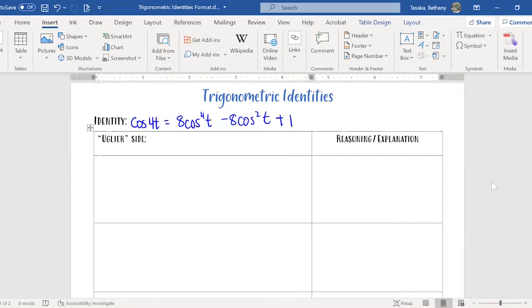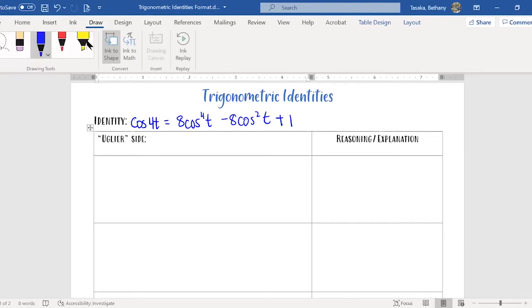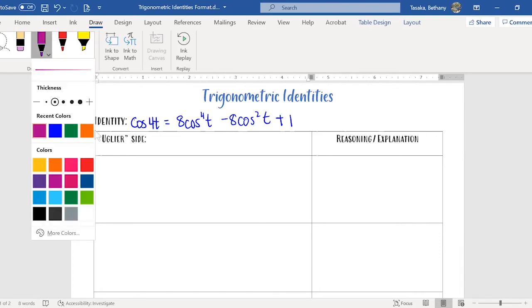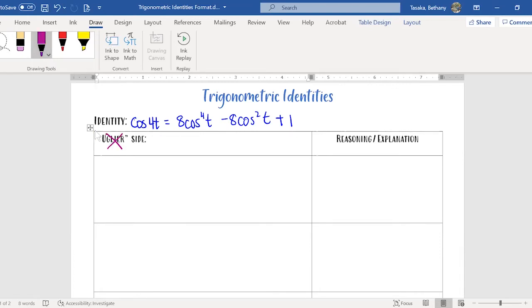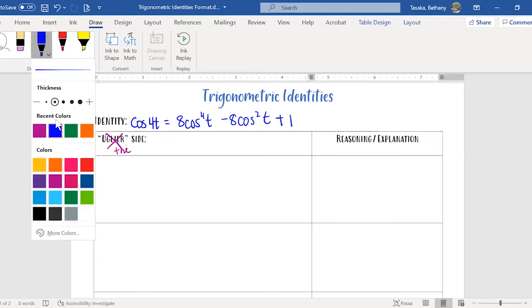Okay, so I know that in this question, most of you would probably agree with me that the uglier side is on the right over here. But I actually think I'm going to start with the left-hand side. So I guess this time it's not so much the uglier side, it's just the side I'm going to start with. So I'm going to break the mold a little bit.